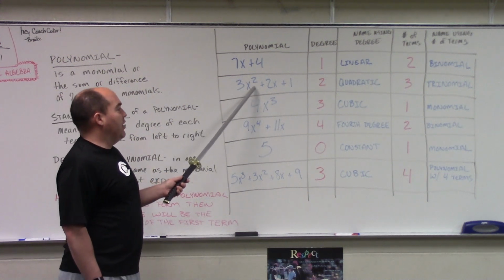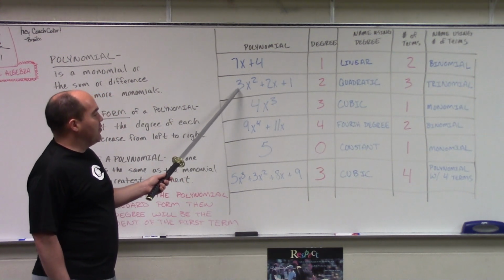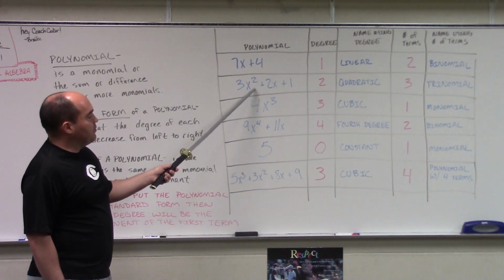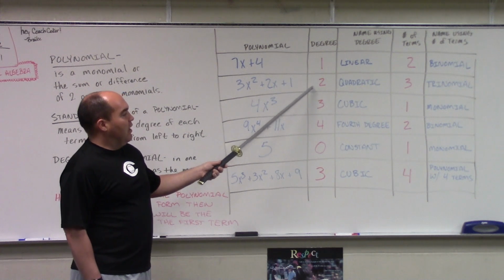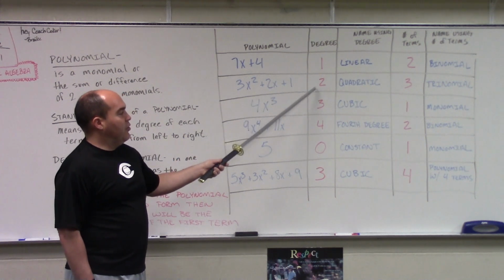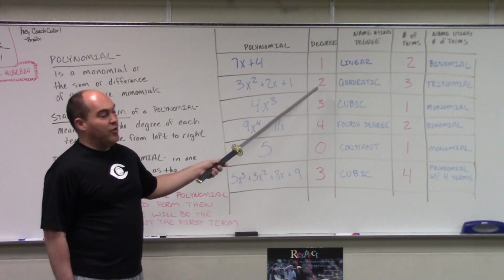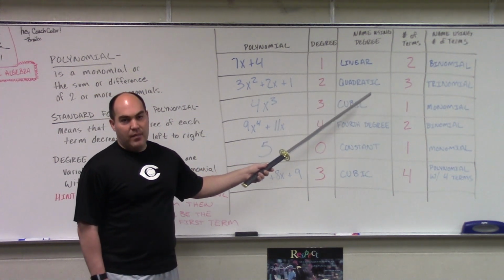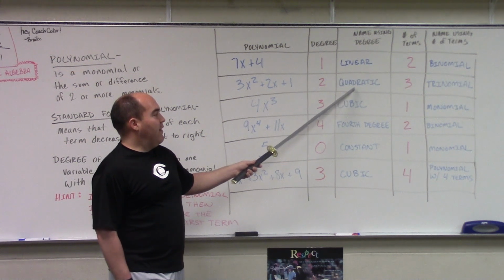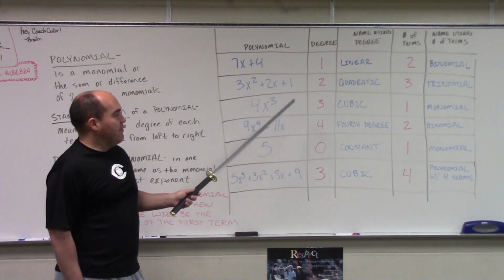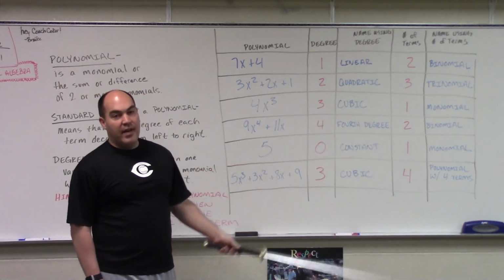If we look at the first term, the 3x squared, the exponent is a 2, so that means we have a degree of 2. Now anything that's a degree of 2 we're going to call a quadratic. And when you have a degree of 2, it's called a quadratic. And that is going to graph a parabola.